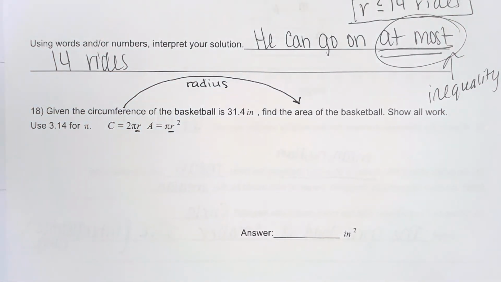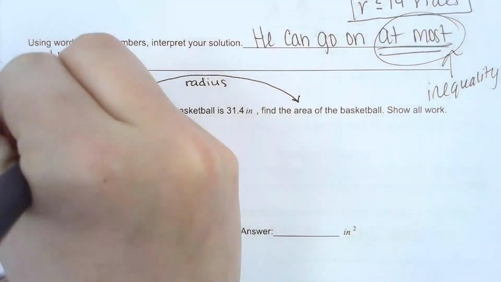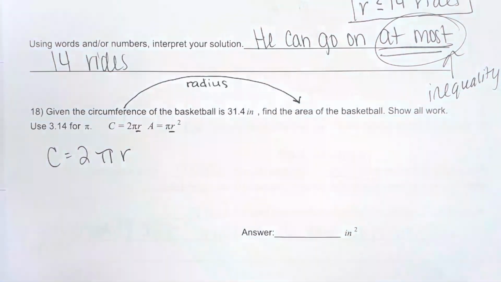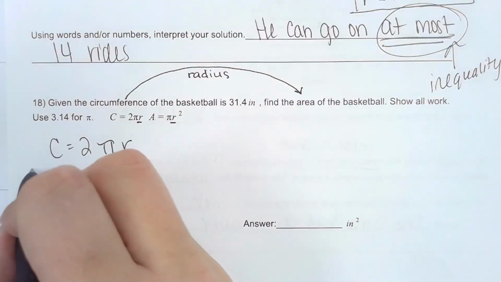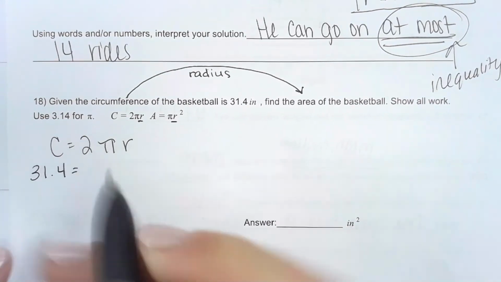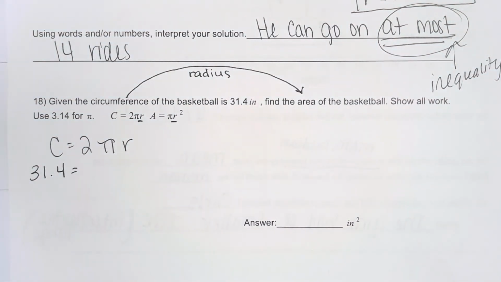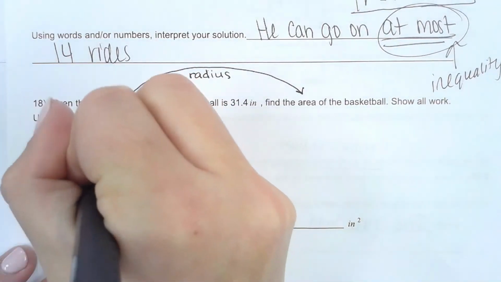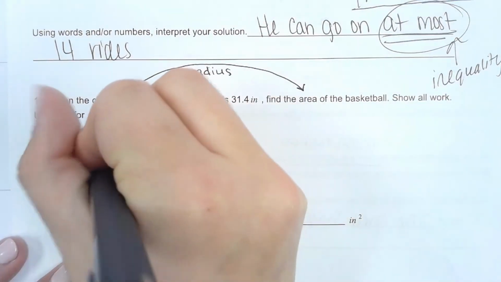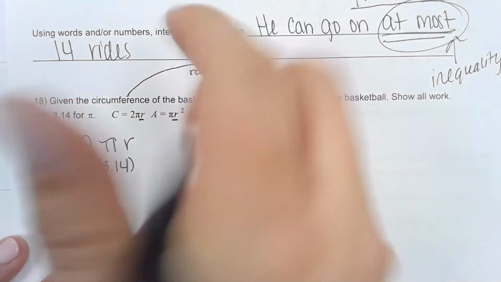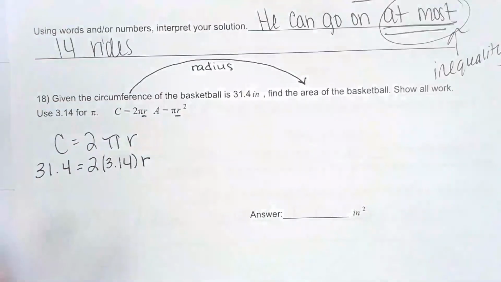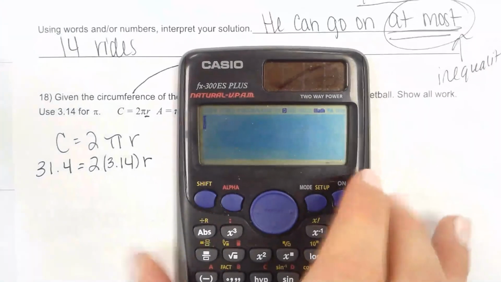Okay, so if they give you circumference, start with the circumference formula. That's C equals 2 pi r, and then just start substituting numbers in. C stands for circumference. They told us that the circumference was 31.4, so I'm going to plug in 31.4 for C. Then 2, drop down the 2. Pi is 3.14. And then again, to get from circumference to area, I need to find the radius, so R is just going to stay R right now. Okay, and now I'm just going to solve it.